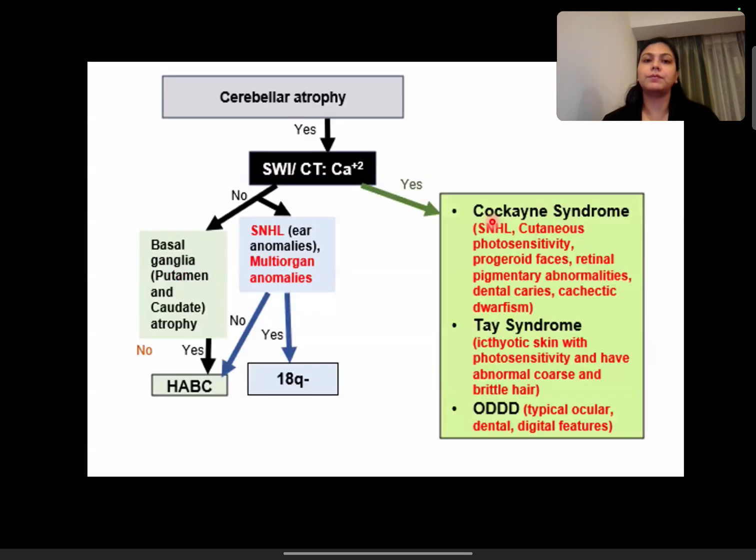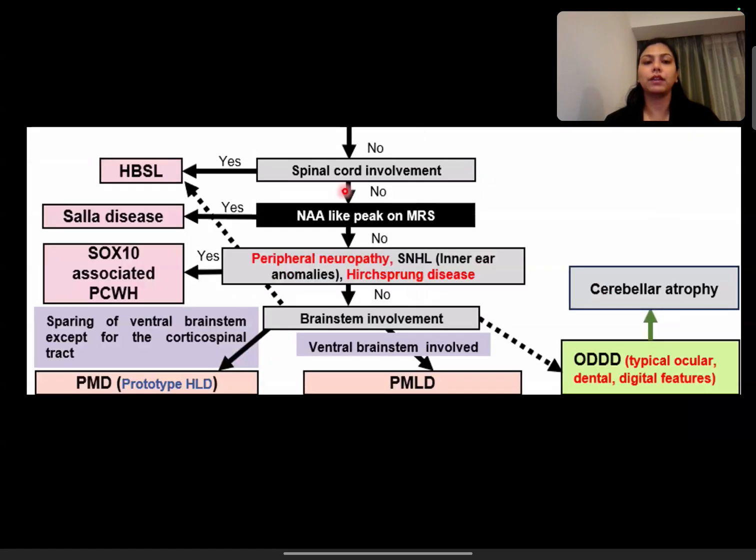As we discussed previously, in case of cerebellar atrophy, look for presence of calcifications, and along with the atrophy or presence of calcifications or not, or presence of certain specific clinical features, we can reach a diagnosis. If nothing of these is present, look for any spinal cord involvement. It may be HPSL. If still it is not present, look for NAA-like peak. It can be Salla disease. If no, then there can be certain clinical clues, for example, Hirschsprung disease or inner ear anomalies, which can be SOX10-associated PCWH. And then if no, in the end, look for brainstem involvement.